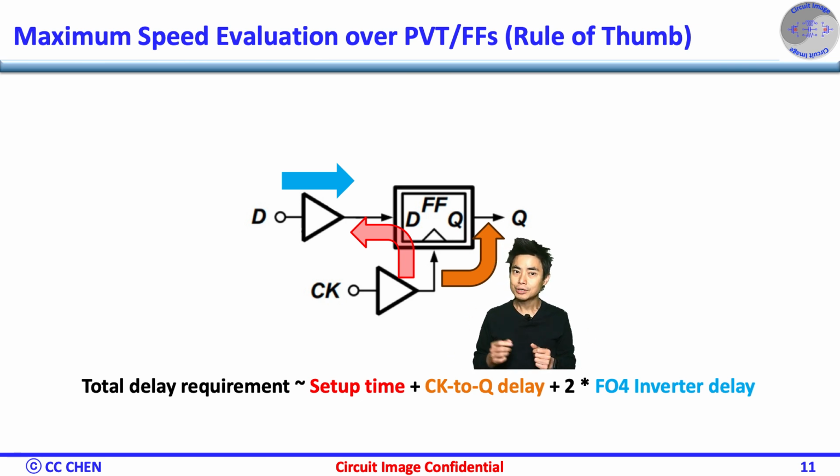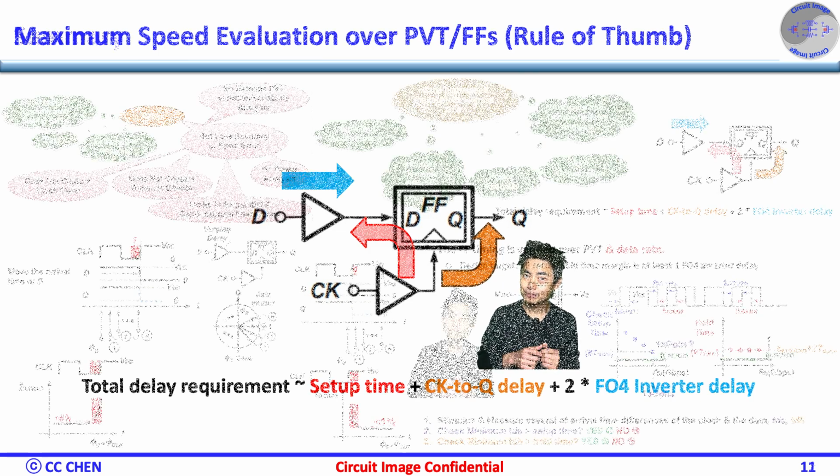For example, you may know the setup time and clock-to-queue delay of the flops and fan-out of 4 inverter delay respectively. Then you can add the total delay requirement to be the setup time plus clock-to-queue delay plus 2 fan-out of 4 inverter delay to be what the clock period needs to be.